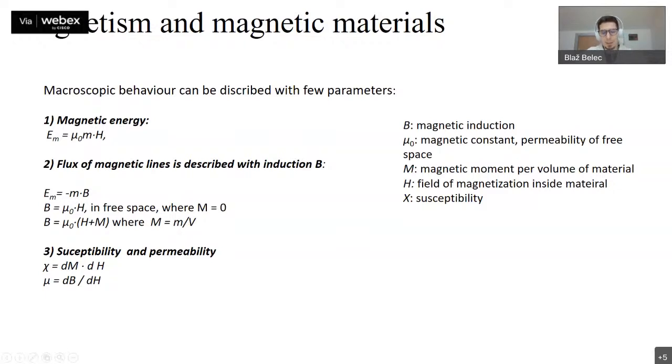So because the magnetic properties of some material are measured as direct response to the external magnetic field, it's better to describe this response as the ratio between the magnetism, so magnetic moment per volume of material, and external magnetic field. This is called the susceptibility. And if we need to know the flux compared to the magnetic field, we describe this with permeability.